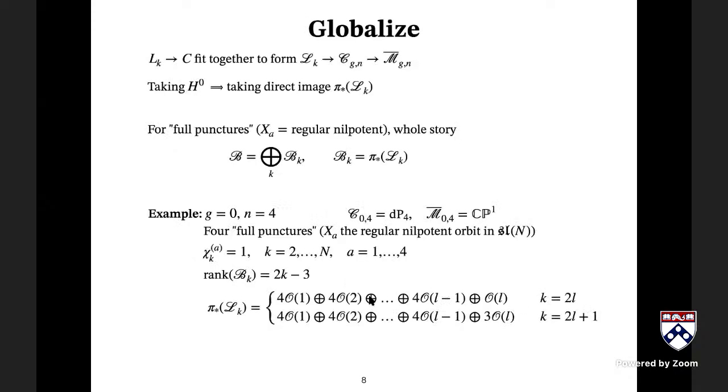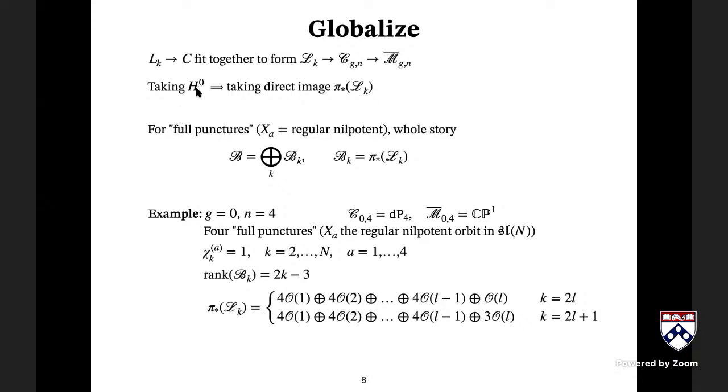Okay, so now having worked things out for a fixed curve, I can now globalize and write the whole thing for a family of curves. So we have the universal curve over M_{g,n} bar, and these line bundles L_k over a fixed curve C fit together to form some line bundles, curly L_k, over the universal curve.